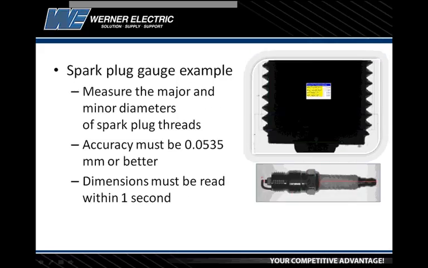Here's a gauging application, gauging the threads on a spark plug. And of course, that's very important because if the threads on the spark plug are wrong, they can damage the engine block, which is a much more expensive component than the spark plug. So you can see from this that the accuracy is very, very high, 0.05 millimeters or better.